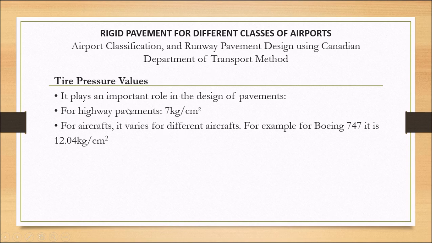Next, we look at tire pressure values. It plays an important role in the design of pavements. For highway pavements, 7 kg per centimeter square is considered. For aircraft, it varies for different aircraft. For example, Boeing 747, it is 12.04 kg per centimeter square.